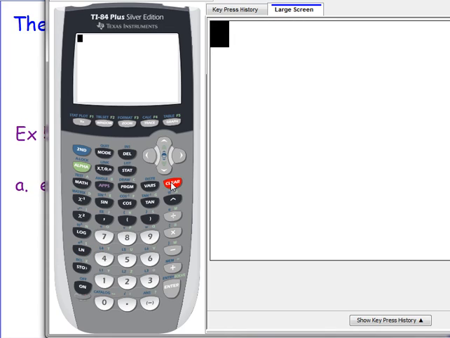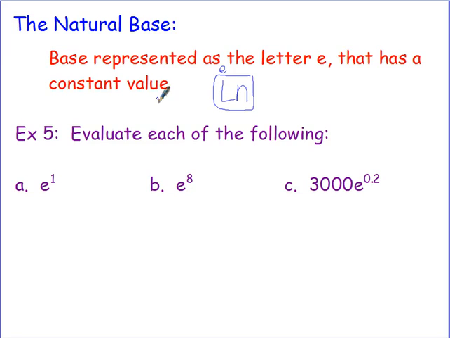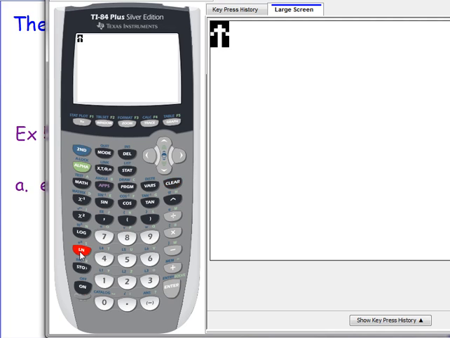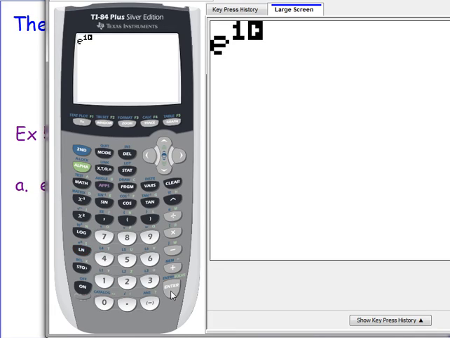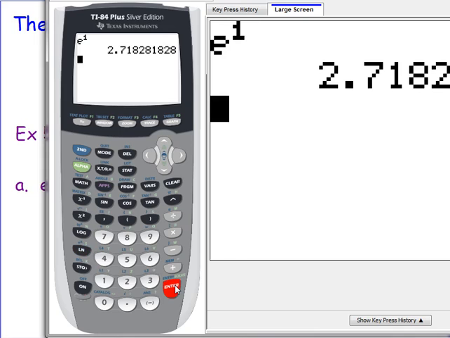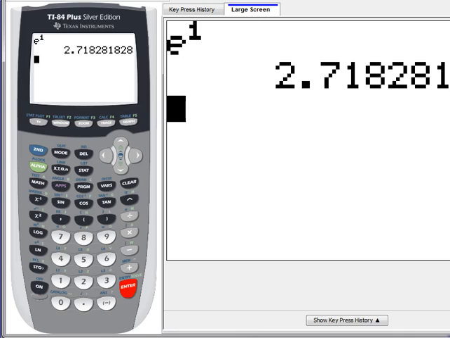So the way we would get it, since it's above it, you would press second and then the LN button. So if you see what I'm talking about, second LN. And there's your e. And it's waiting for you to put in an exponent. So we're just going to try a couple in the calculator. E to the power of 1. So let's go ahead and put a 1 there. When we hit enter, it's a decimal that does go on and on forever. So we can go ahead and round it, and I'm okay with you rounding to 4 decimals. So 2.718.